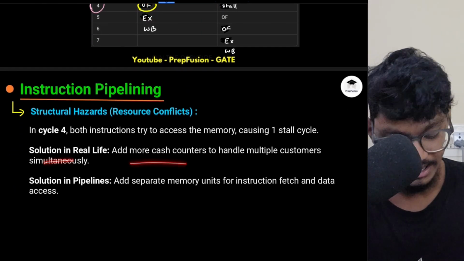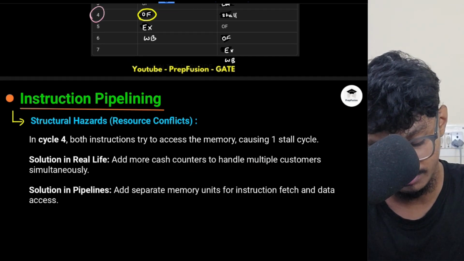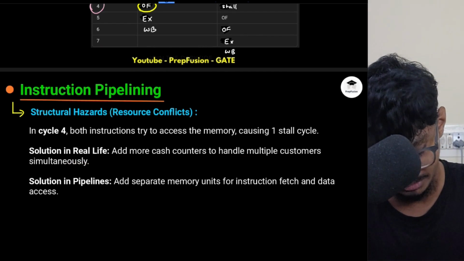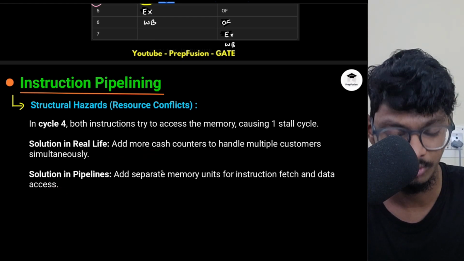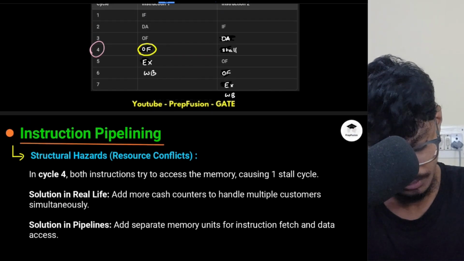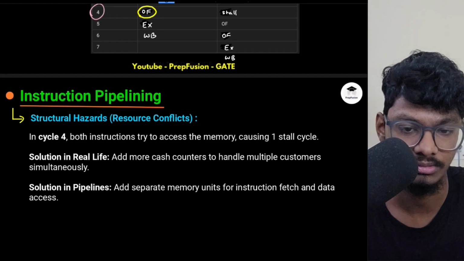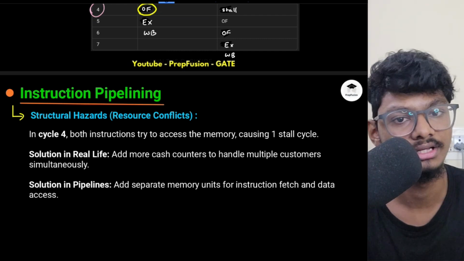Solution in real life: add more cache counters, so we can add more memory units. If I add more memory units, so I can handle multiple customers simultaneously. So in pipelines, what we do in real life, we do add more cache counters. In pipeline, we add separate memory units for instruction fetch and data access. So we can do all these things. We can add separate units, right? But sometimes it is not possible, so we have to only provide stall cycles.